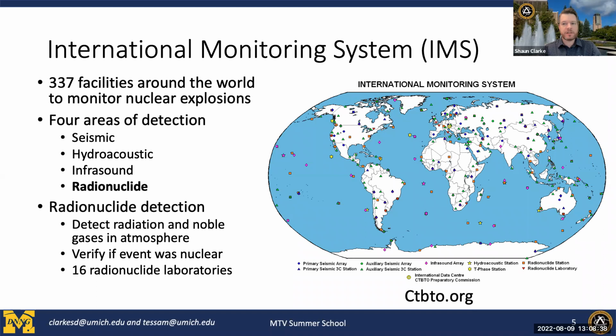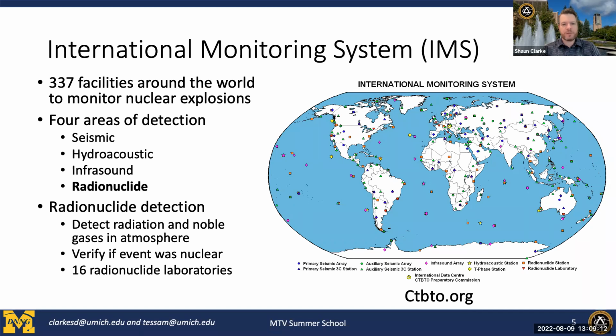And this IMS framework consists of 4 technologies: seismic detection, hydroacoustic, infrasound, and the 4th, radionuclide, which is going to be the topic of our conversation today. The first 3, seismic, hydroacoustic, and infrasound technologies, are sufficient to detect any explosion or earthquake around the globe. The radionuclide monitoring is the key that will attribute these detected explosions as being nuclear in nature.